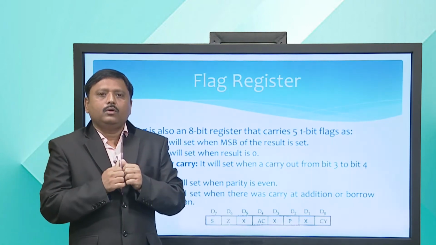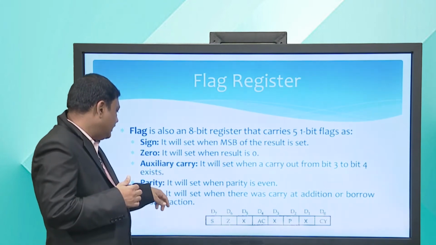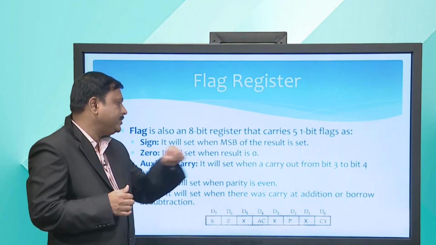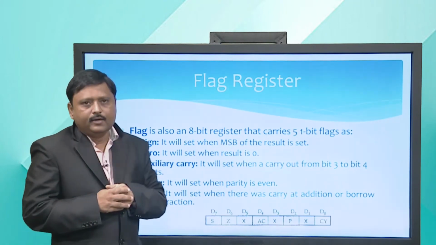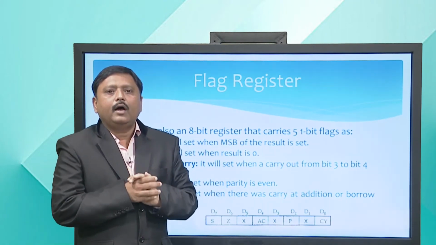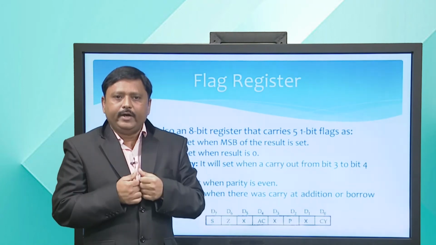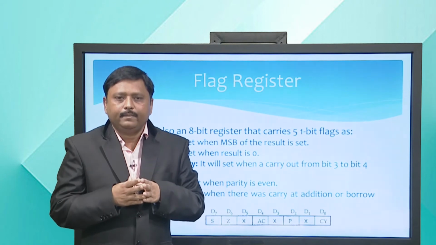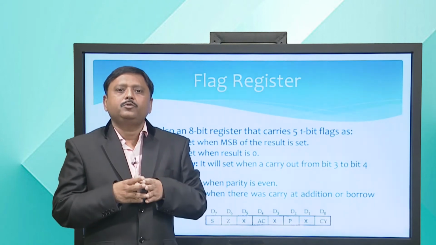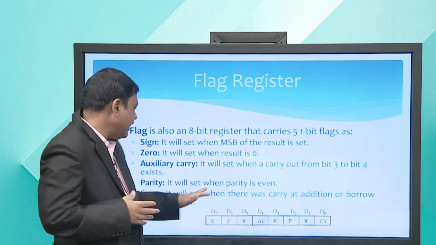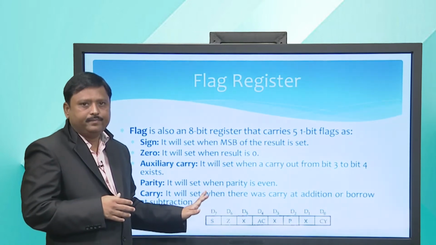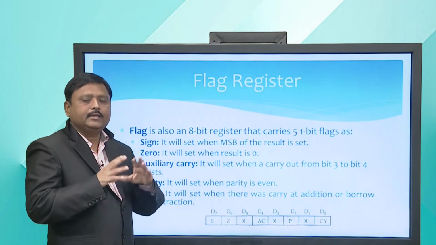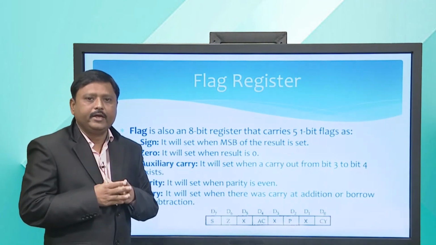So, the last flag is the carry flag. It will set when there was a carry at addition or a borrow at subtraction. Now, when you add two 8 bit numbers, the result may be larger than 8 bit. So, in that case this carry flag is set so that we can know that the result is larger than 8 bit.